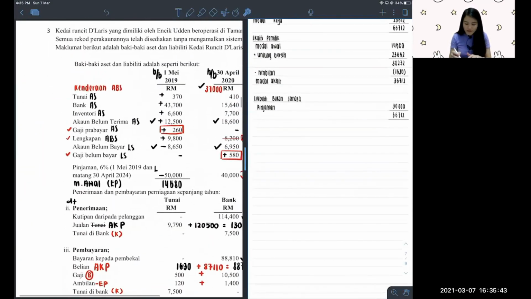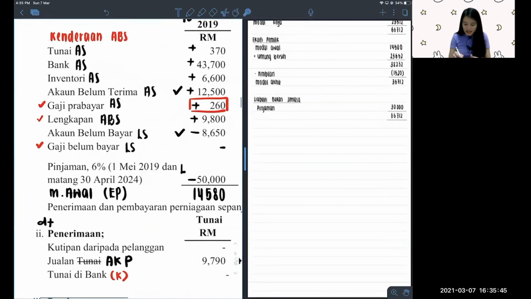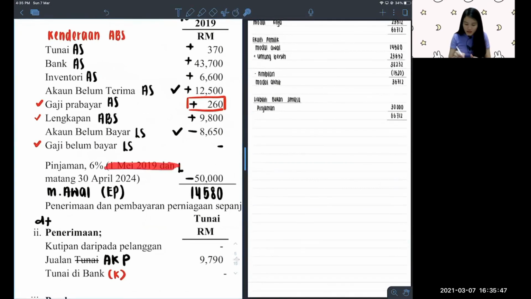That is, what if this sentence here is lacking of 1st May 2019? They just say matang 30 April. If that's the case, your pinjaman will just be LBS. Because what? I didn't know. Is this 50,000 the starting figure? I don't know, because they didn't tell me the date to be exact. So I don't know starting date.